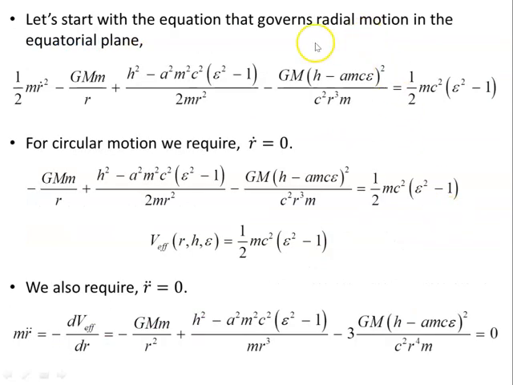All right. So let's start with the equation that governs the radial motion in the equatorial plane. So here we have this kinetic term, this effective potential term, and the total energy here. Now for circular motion, we require r dot to be 0 because it's a fixed coordinate. It's at a fixed radius, and so the change in that radius has to be 0. So that deletes the first term, and we're left with the effective potential equal to the total energy.